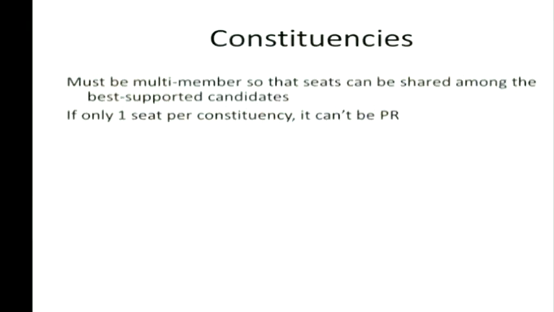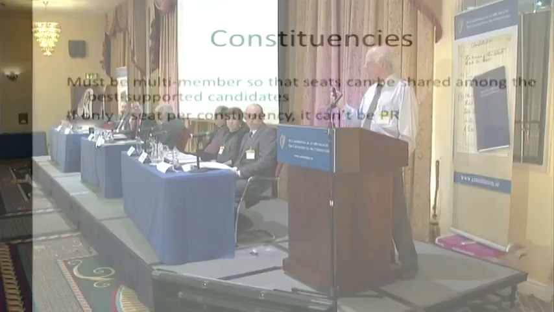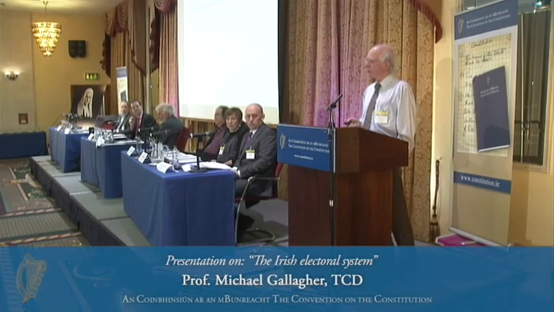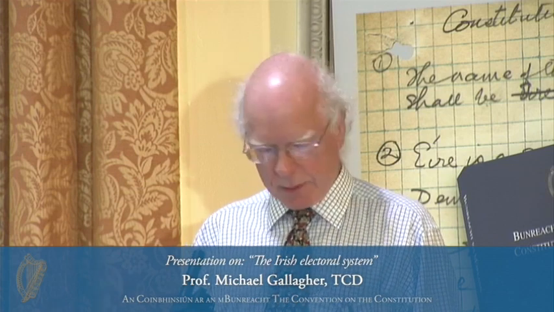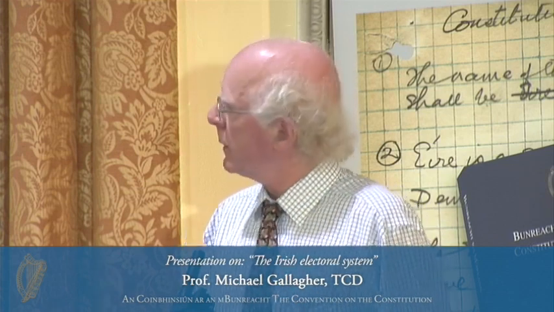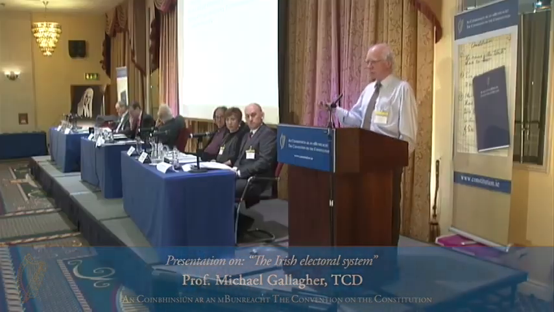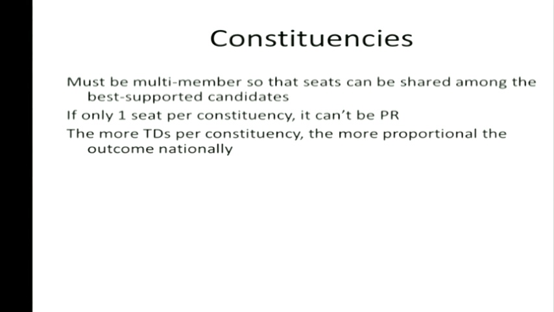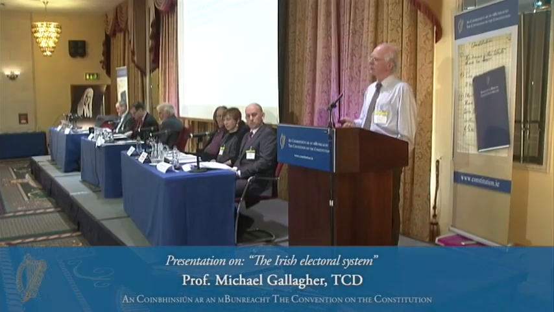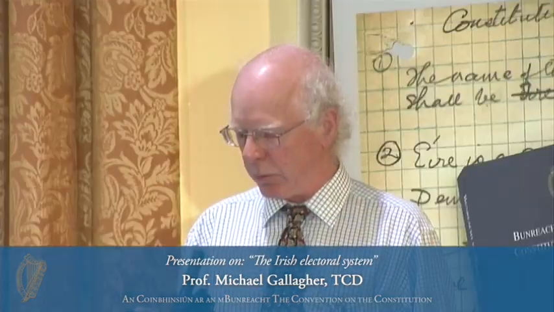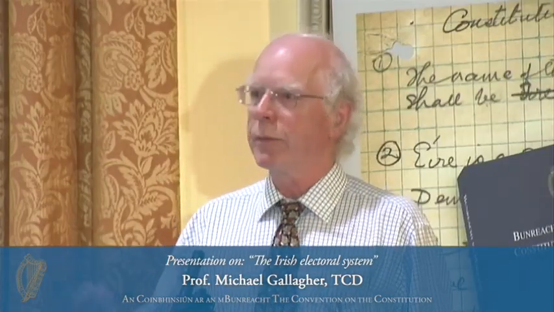That's a single transferable vote in single-member constituencies, which is an electoral system in its own right called the alternative vote, which David Farrell will be saying more about, but it's not PR. If there's just one MP per constituency, then it's not PR. And generally speaking, this is a rule: the more TDs there are per constituency, the more MPs per constituency, the more proportional the outcome nationally. This is a kind of iron law that academics have discovered about electoral systems. The more MPs elected from each constituency, the more proportional the outcome nationally.